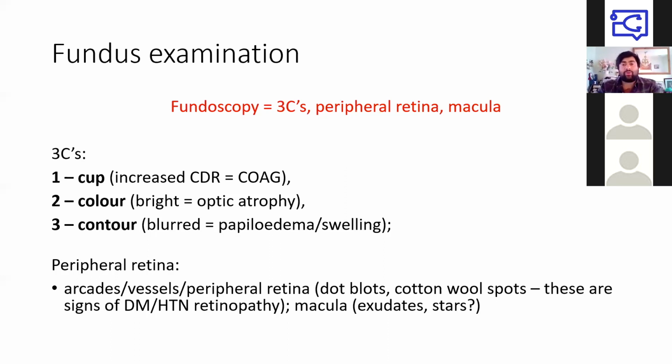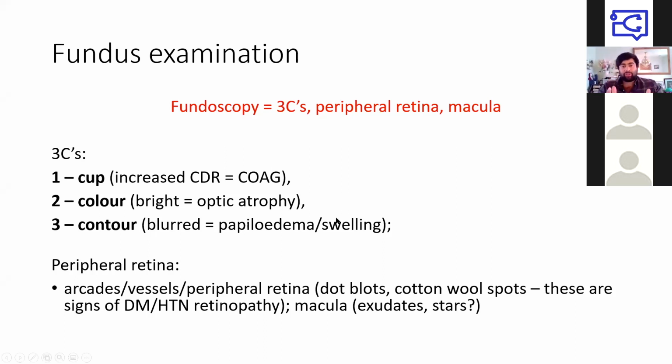The way I learned it at medical school was, when you do fundoscopy, to check the 3 C's and then examine the peripheral retina. The 3 C's are to look at the optic nerve head and look at the cup, because you'll remember that the cup to disc ratio is increased in glaucoma, especially in chronic open angle glaucoma. Then I would look at the color of the disc, because if it's very bright or very pale, that might be indicative of optic atrophy, which means death of the optic nerve. And then contour, which means to look at the lining of the disc and see, is that sharply demarcated or is it blurred? Because if it's blurred, that's a classical finding of swelling of the optic nerve head, or papilledema. We will go into all of these things in some depth in a moment.